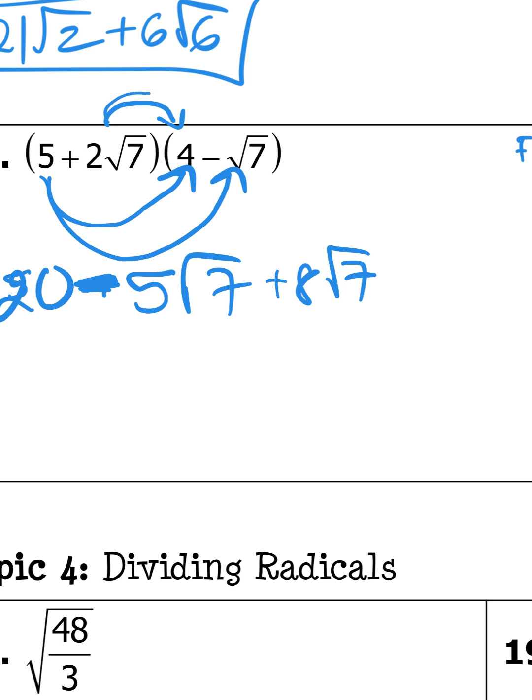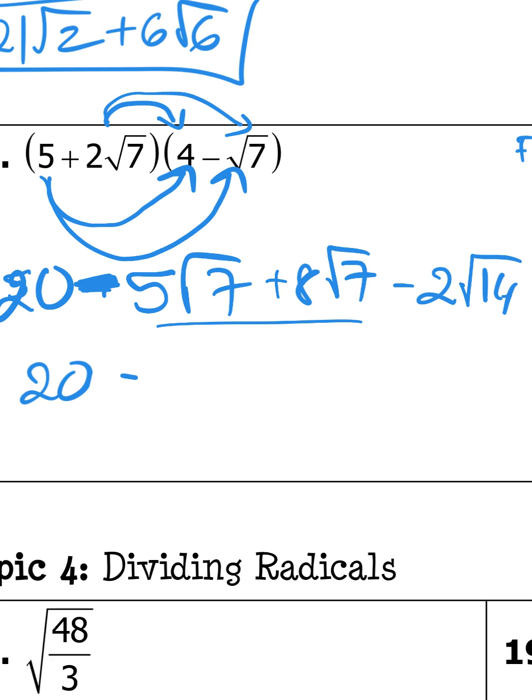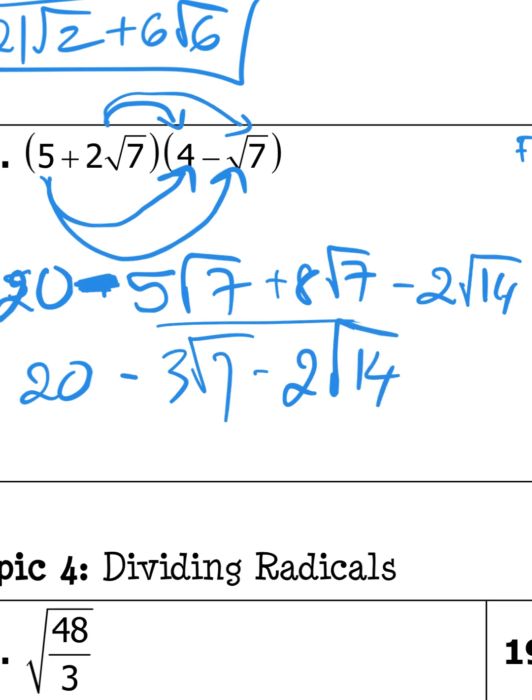And then 2 minus 2 square root of 7 times 7 is 14. And then I combine my like terms, which is this. Minus 5 plus 8 is 3 square root 7. And then I know 14 you cannot factor with perfect square. 7 times 2 is not a good thing, so I will leave it like that.